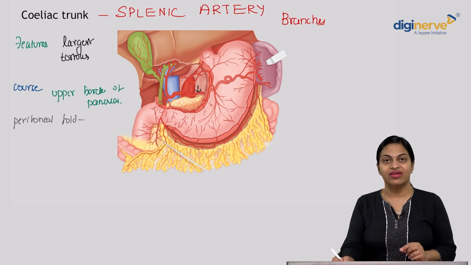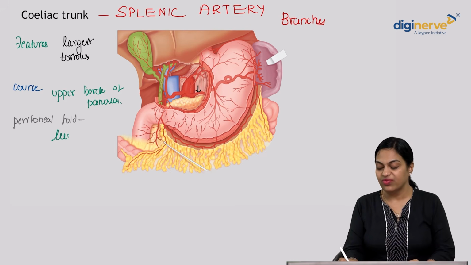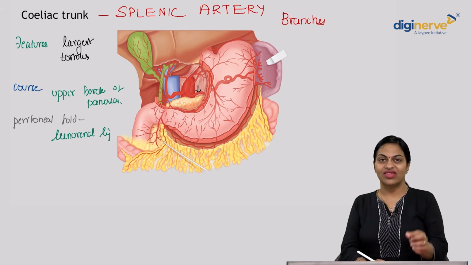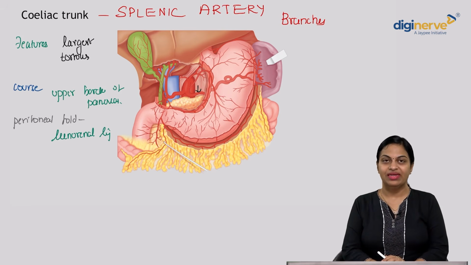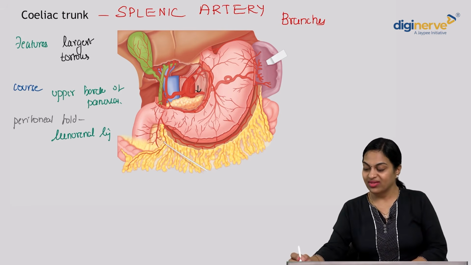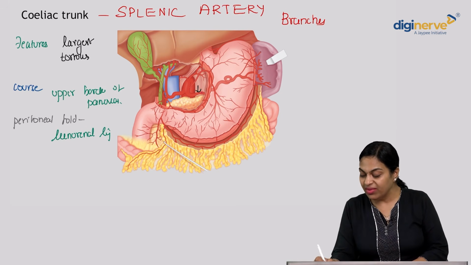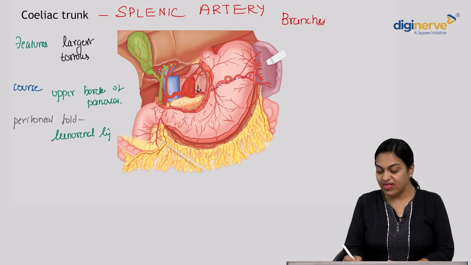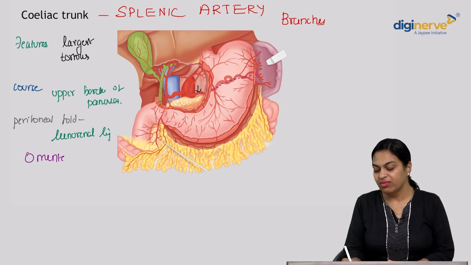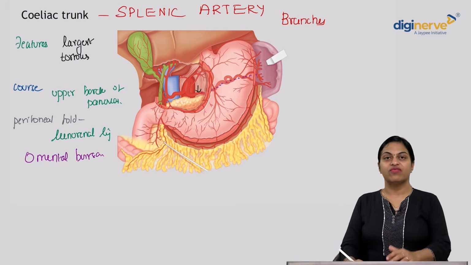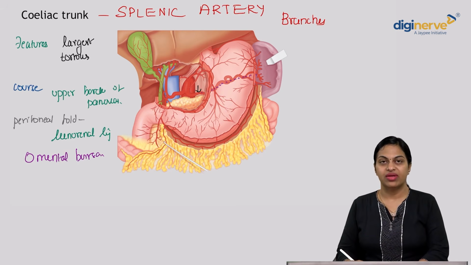Along with the tail of the pancreas, the splenic artery lies within the lieno-renal ligament, which is in contact with the hilum of the spleen. You can see it running behind, right? I'm showing it as a dotted line. It is related to the omental bursa, in relation to the postero-inferior surface of the stomach, right? It forms one of the structures of the stomach bed.